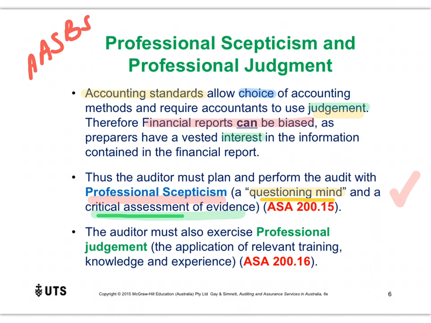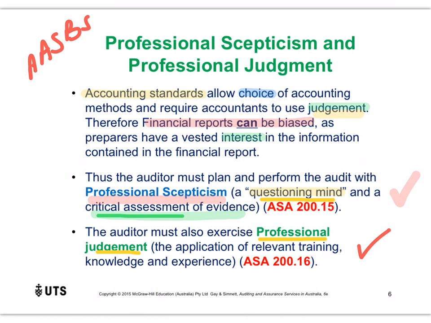Now, this goes hand in hand with the fact that we must exercise professional judgment. There are many areas as part of the audit, and you'll understand this as we go through the audit process, where we really do need to exercise our judgment. Now, why do we call it professional judgment? Remember, we're the independent expert that comes in and checks the information to determine if management are indeed telling the truth to shareholders, whether the information is a true and fair reflection of the company.